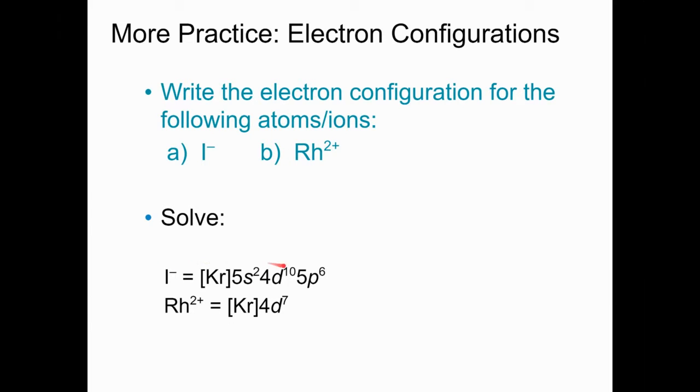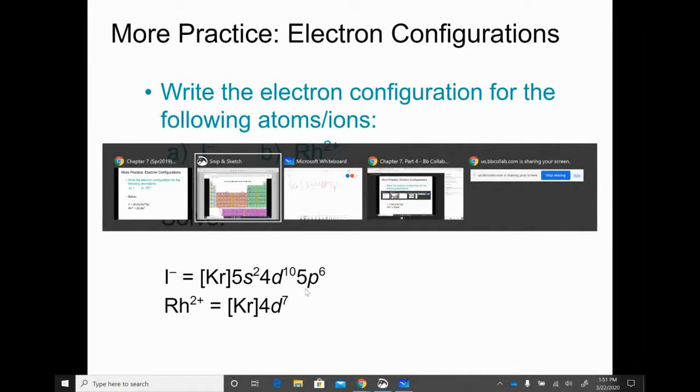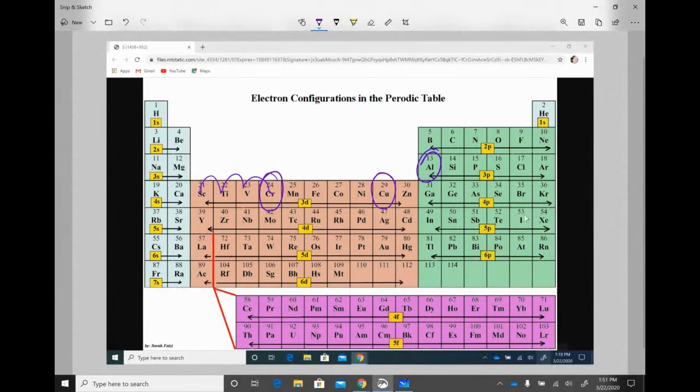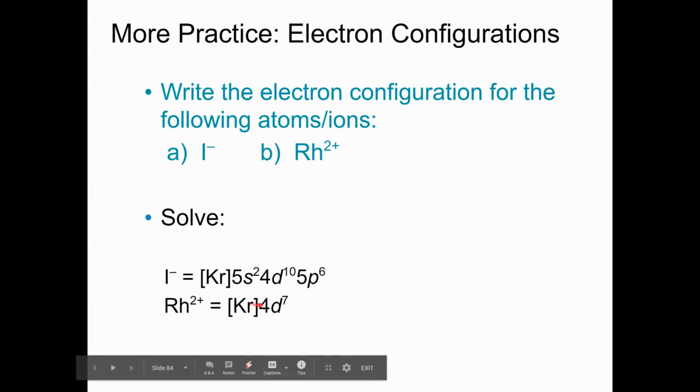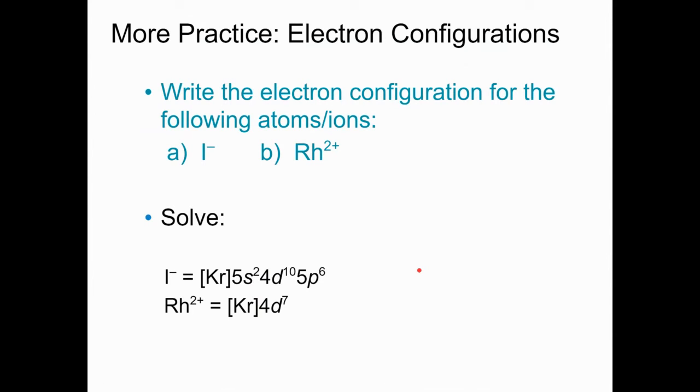All right, so you can see for iodide here, we wrote the whole thing out. So let's look on the periodic table. Iodide is over here. And if you add 1 electron, then it's going to look like xenon. And it's going to go into these 5p6. And then we're going to have this guy. So this is krypton 4d7. So see if you got those answers. And if you didn't, you can ask me questions about them.